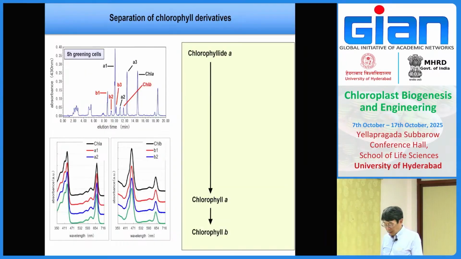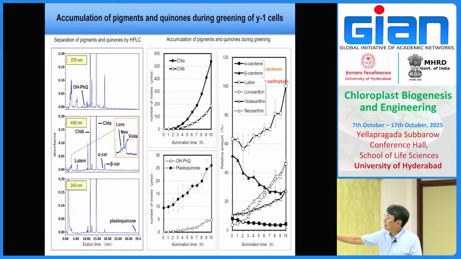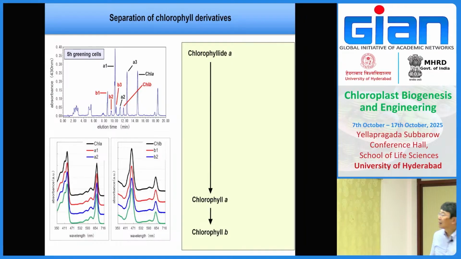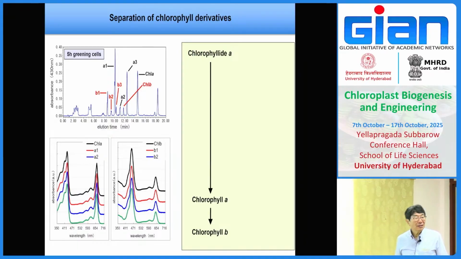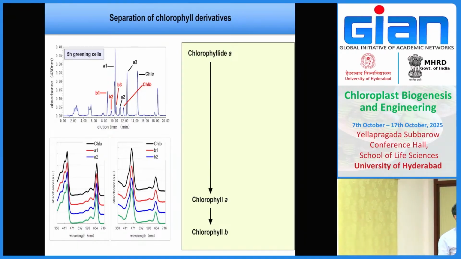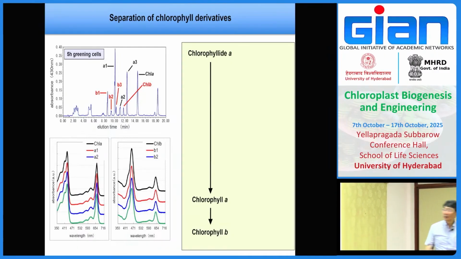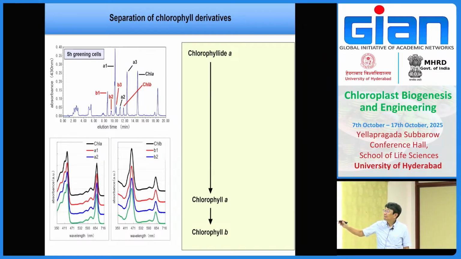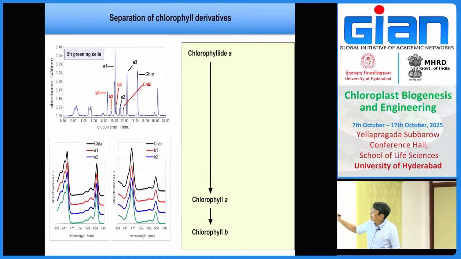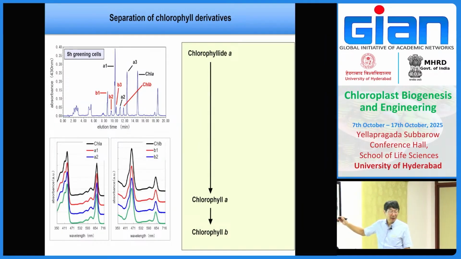However, although chlorophyll A and B are almost absent here, if we look carefully, after 5 hours of greening, we detected many chlorophyll-like peaks by HPLC profile. See here. Chlorophyll A is here. Chlorophyll B is here.